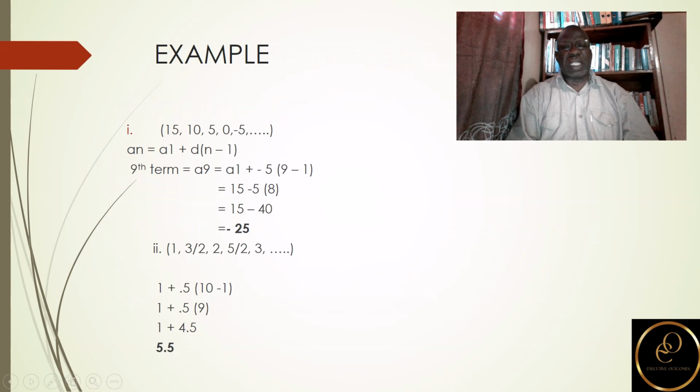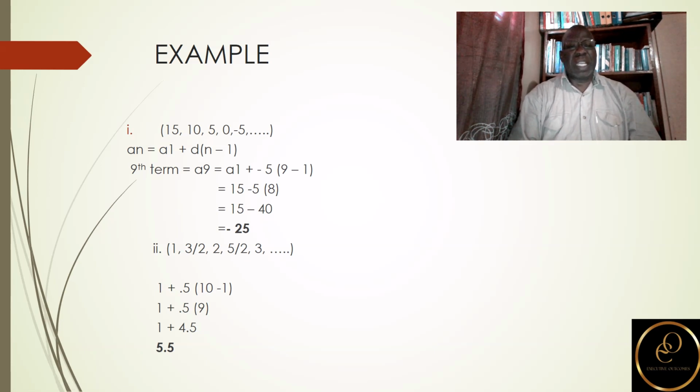I looked at the series 15, 10, 5, 0, negative 5. If we apply the formula, the nth number is equal to the first term plus the common difference multiplied by the position of the number we are looking for, minus 1. In this case, let's assume that we are looking for the number in the 9th position in this series.